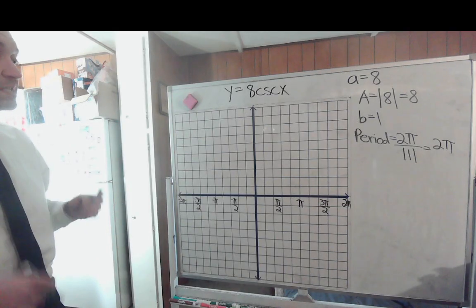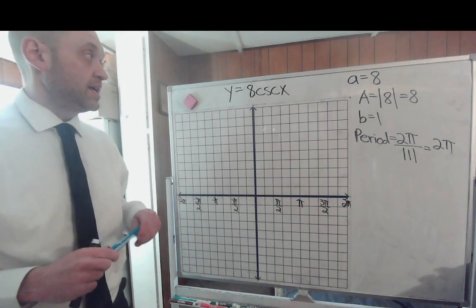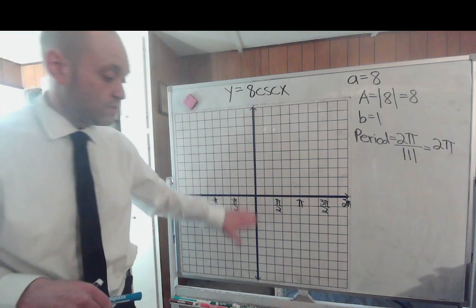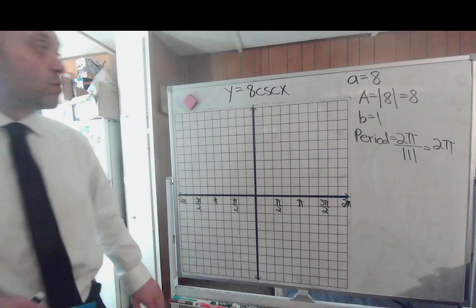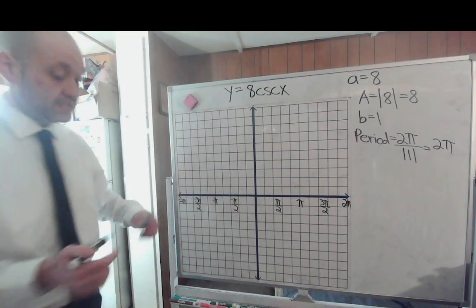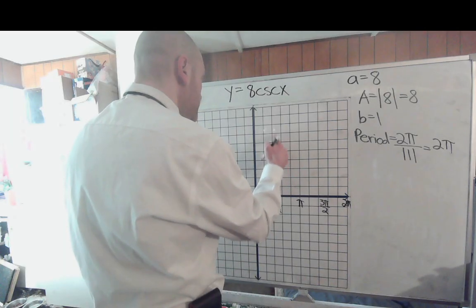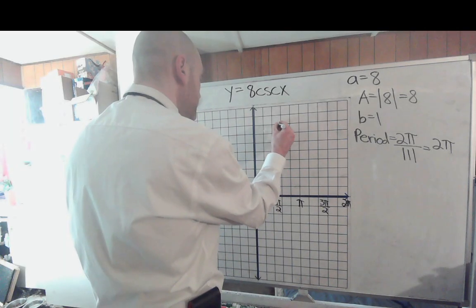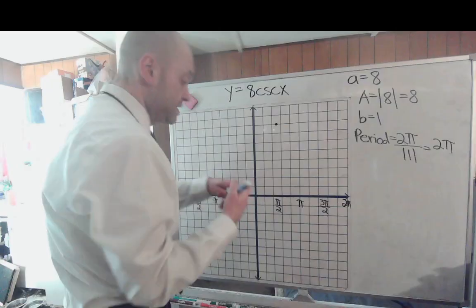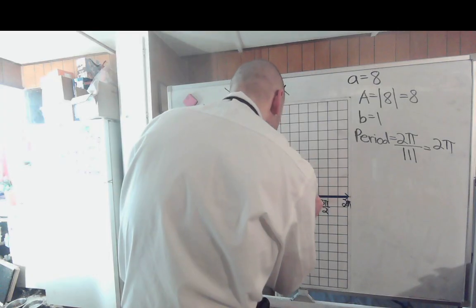So it's probably helpful now to start plotting some points. What is the cosecant at 0? That's undefined, right? So we have an asymptote at x equals 0. What about at pi over 2? The cosecant of pi over 2 is 1 times 8. You're all the way up to 8. So there's your 8 right there. Now what about at pi? Your cosecant at pi is undefined. So you actually have another vertical asymptote at x equals pi.